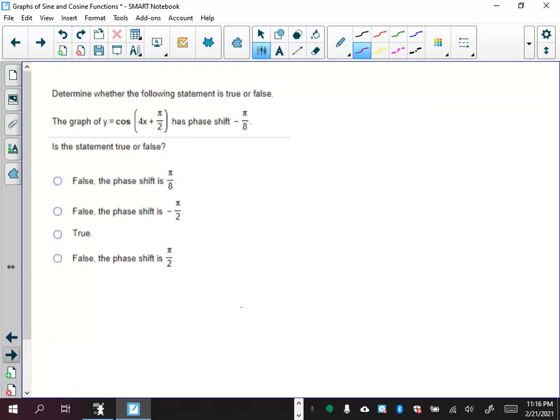Determine whether the following statement is true or false. The graph of cosine of 4x plus pi over 2 has a phase shift of negative pi over 8. So we're phase shifting here. Again, when we phase shift, we're looking at C over B. So take a few moments and see if you can answer this question. Go.